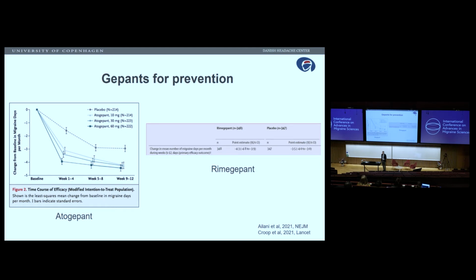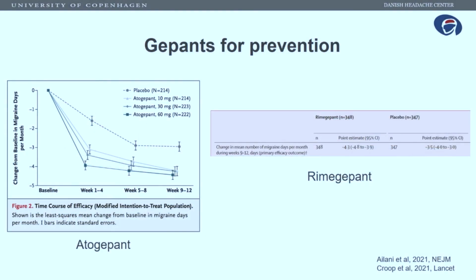These are some of the new ones. Atogepant, a small molecule antagonist for prevention, which is superior as well to placebo, and rimegepant, another gepant, also superior to placebo in these studies from last year.